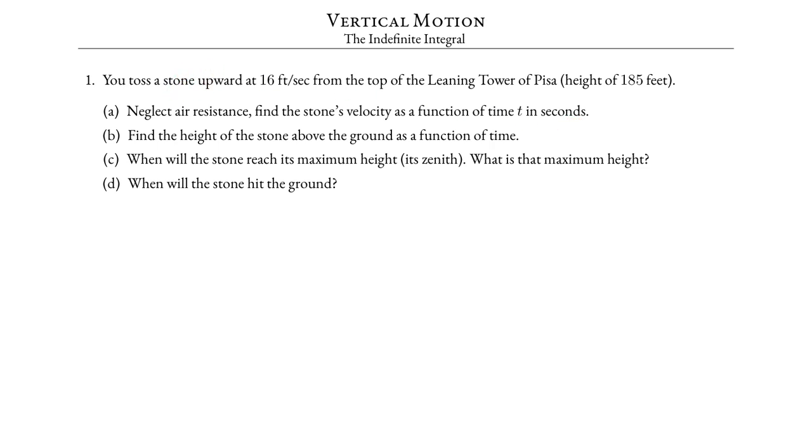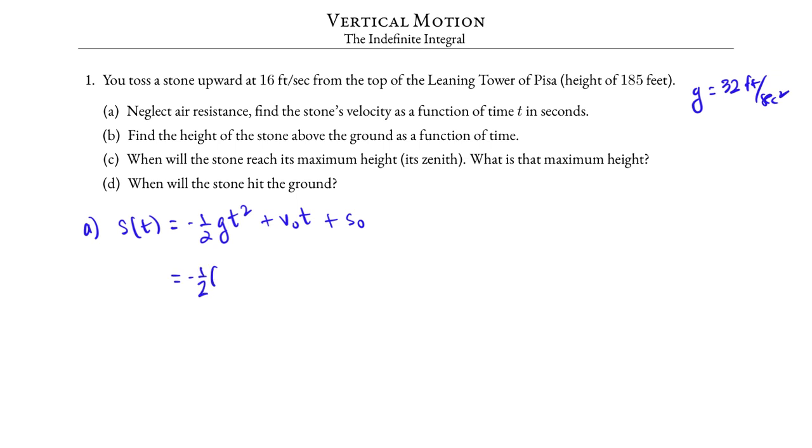This is the projectile motion, and we learned that the position function for the projectile is s of t equals negative 1/2 times the gravity times t squared plus v sub 0 t plus s sub 0, where v sub 0 is the initial velocity and s sub 0 is the initial height. Since the unit is given in terms of feet, the gravity that we will be using is 32 feet per second squared. Replace g with 32.